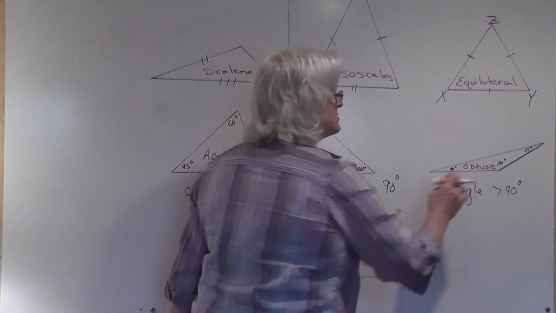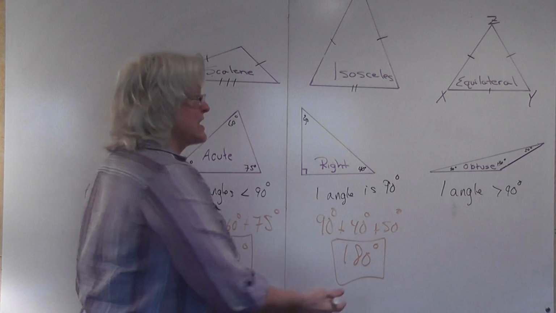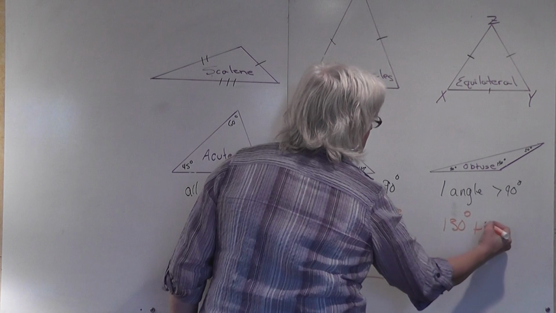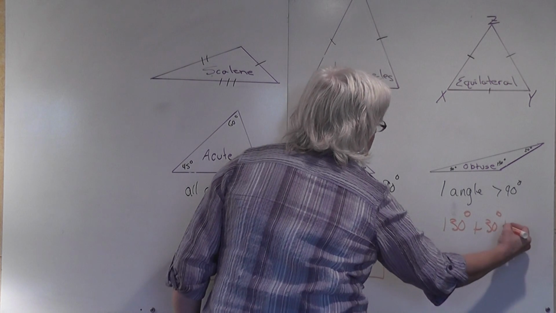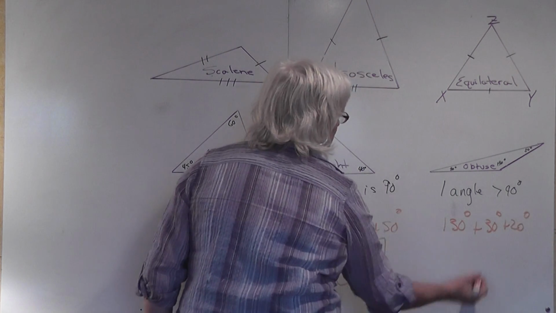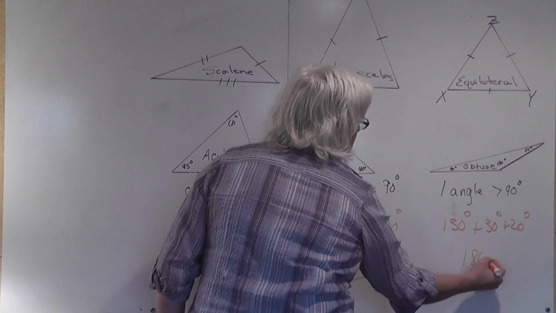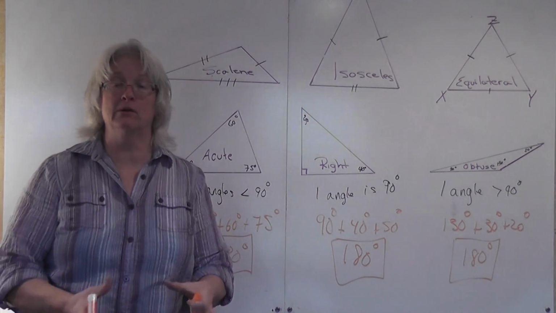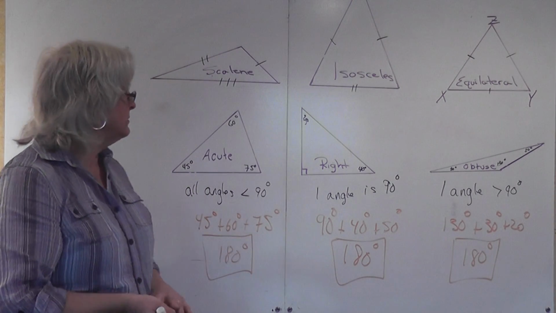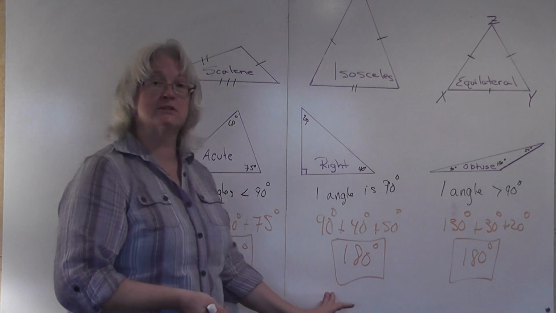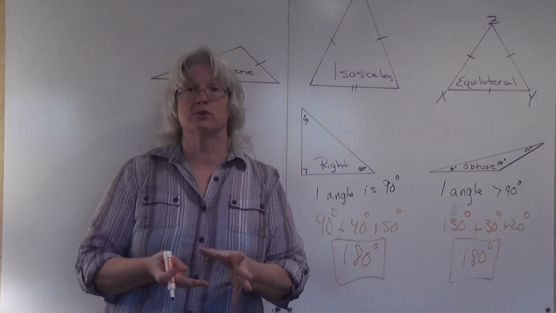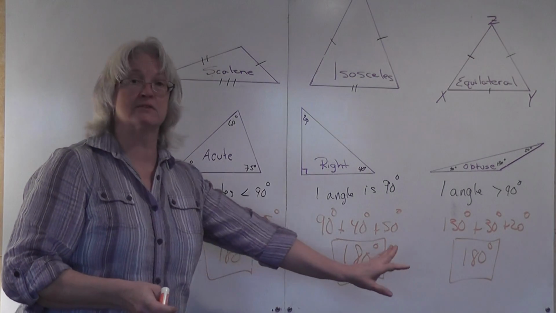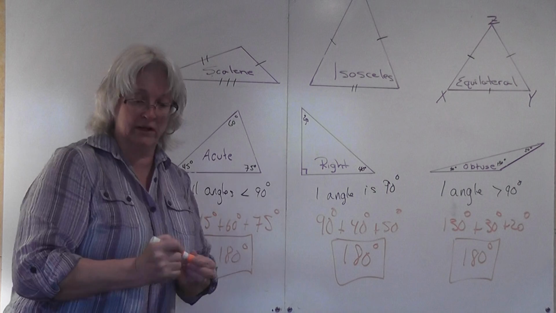With an obtuse triangle, one of those angles has to be greater than 90 degrees. So we have 130 degrees in this one, plus 30 degrees, plus 20 degrees. 130 plus 30 is 160. Plus 20 degrees gives us 180 degrees again. So what you see is that the sum of the measures of the angles of a triangle always equals 180 degrees.